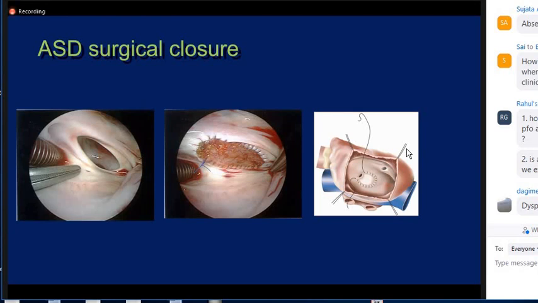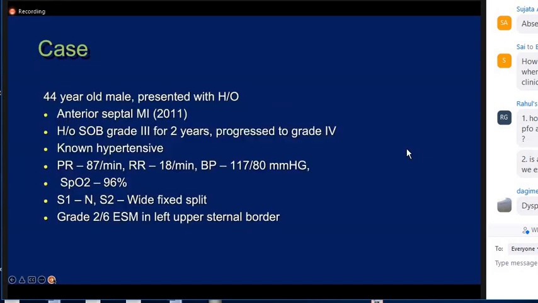You don't keep a common atrium for a long time because pulmonary hypertension develops much earlier in common atrium compared to fossa ovalis defects or AV canal defects. And device closure, you all know. I'm not going to show anything. I will show you one case example.